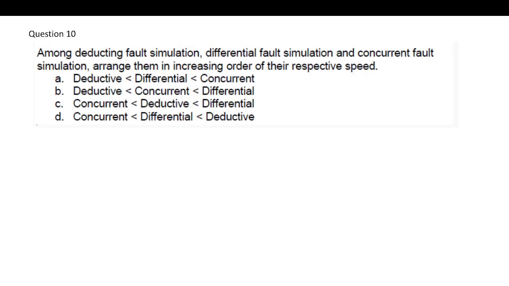So next question. Among deductive fault simulation, differential fault simulation and concurrent fault simulation, arrange them in increasing order of the respective speed. Actually, the differential simulation combines the concurrent and parallel pattern based simulation. That means it is faster compared to the concurrent. Increasing order of simulation time: deductive will take the least time, followed by concurrent. Sorry, not deductive, differential. And deductive will take less time because with logical reasoning, in one simulation we are able to identify more faults in a second.